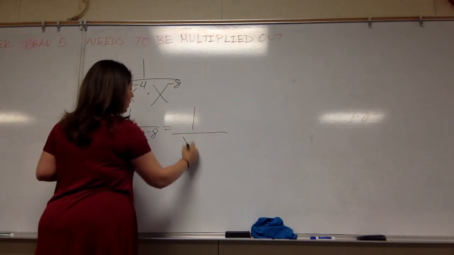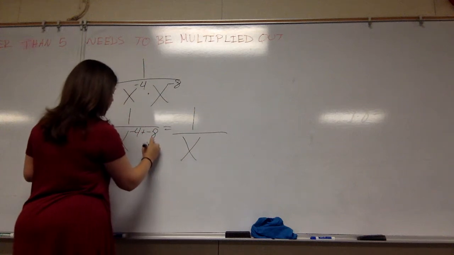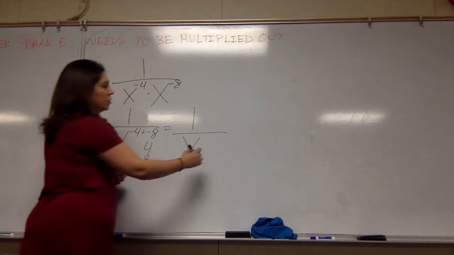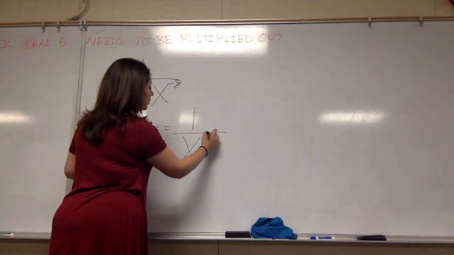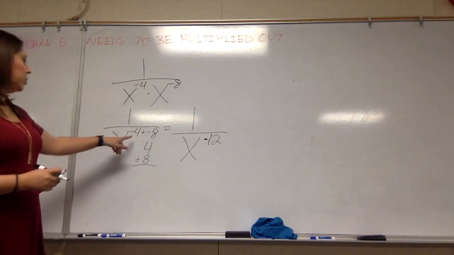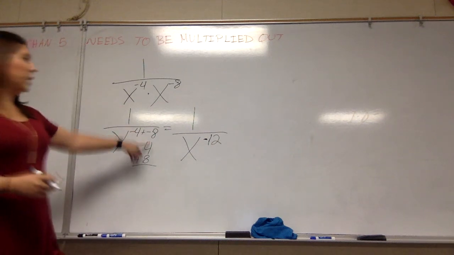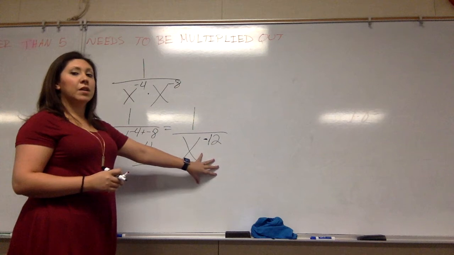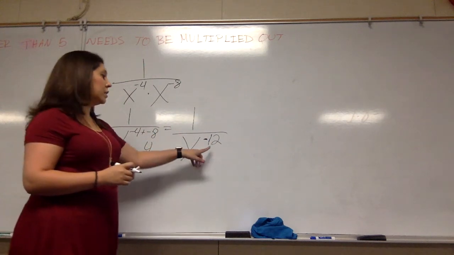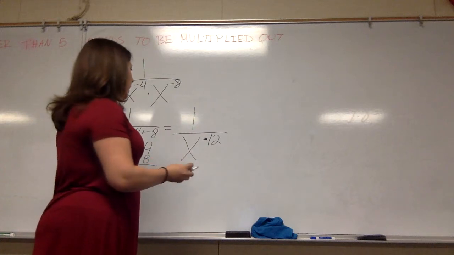So x, I have 4 plus 8. 4 plus 8 gives me 12. And it's going to be negative because both of these were negative. Take a second. Are we done? No, I still have that negative exponent.